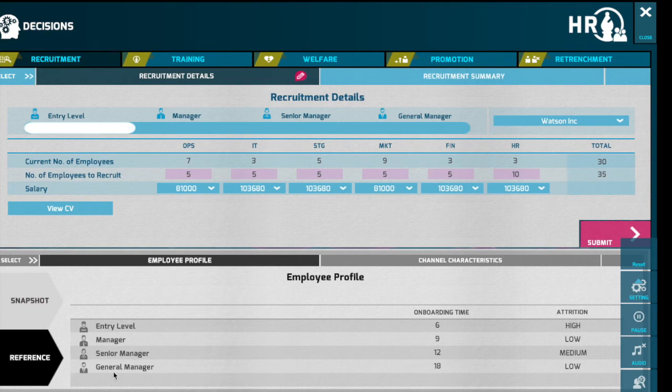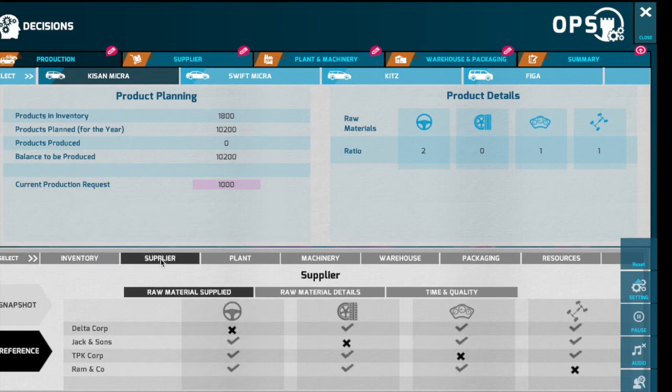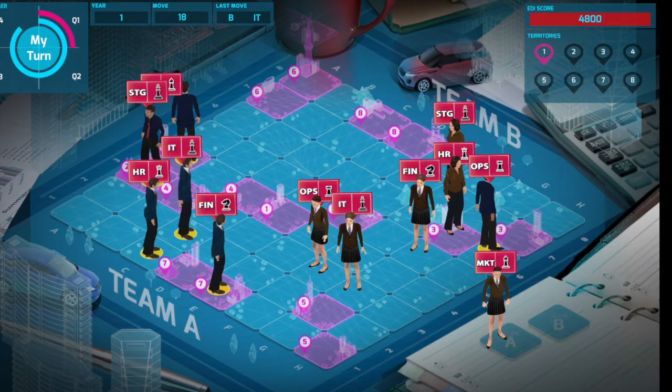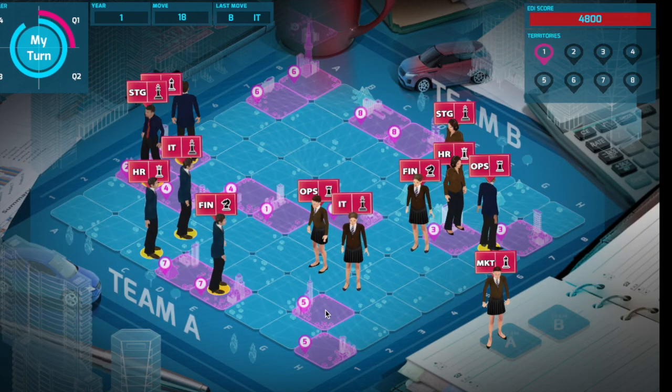For example, if you want to recruit the general manager, it takes about 18 moves for them to get onboarded. Similarly, an entry-level employee takes only about 6 moves. Similarly, if you look at the decisions of the operations department, every decision is temporal in nature. For example, if you would want to order raw materials from a supplier, you would note that each of the suppliers would be in a position to supply these raw materials at various instances of time. So the movement on the board represents time, and it has an impact on the decisions that you're taking. Having said that, you would be in a position to take decisions at any given point in time in the game.